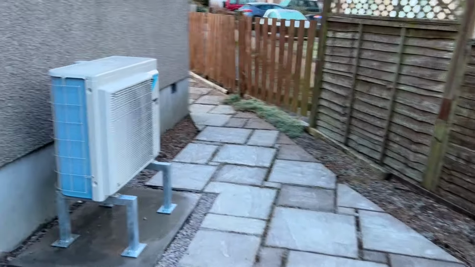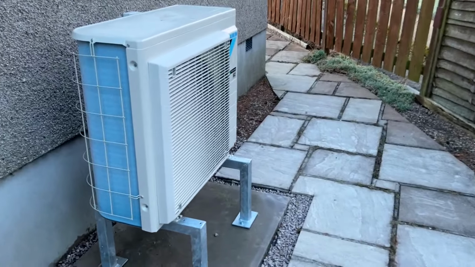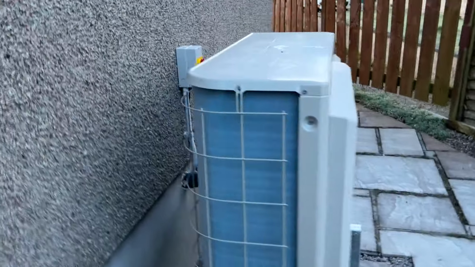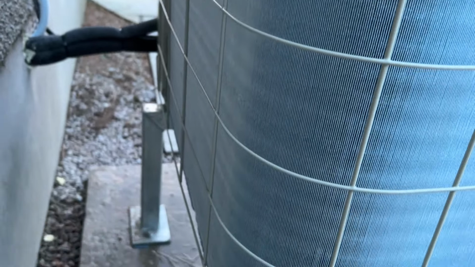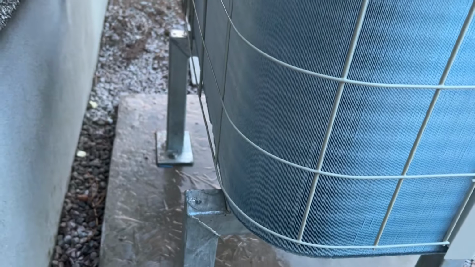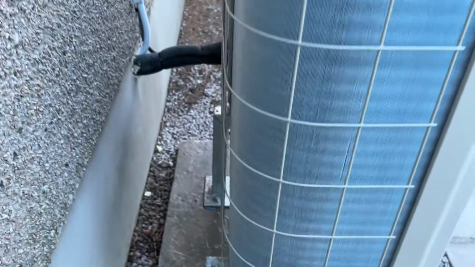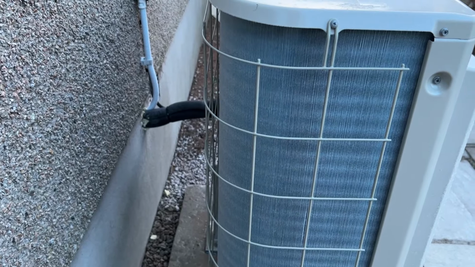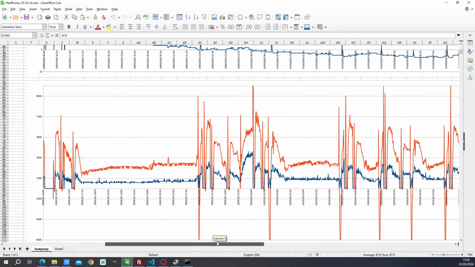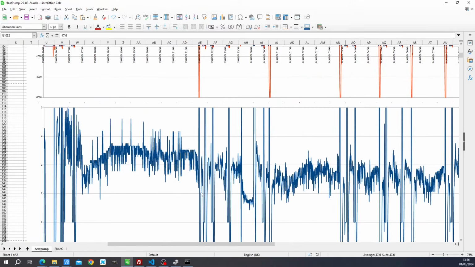So temperature this morning is minus 3.5. What you can see here is frost building up here. So there will probably be a defrost cycle at some point this morning, but hopefully it will warm up before that time. Let's look at the coefficient of performance.